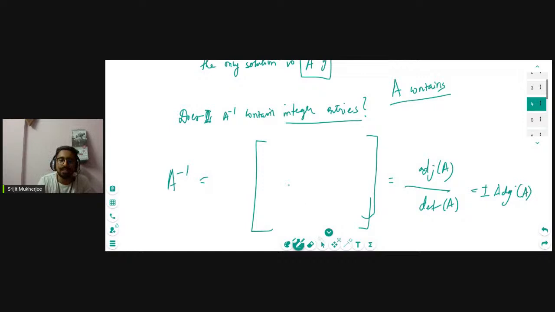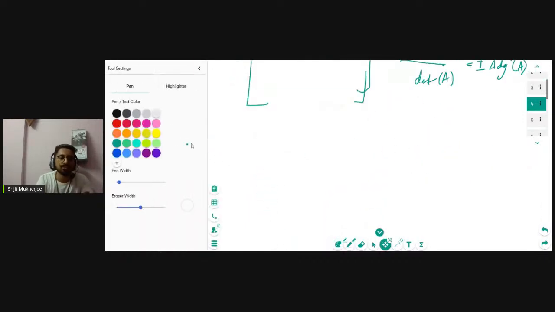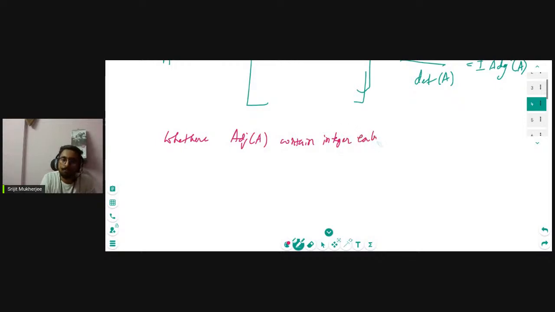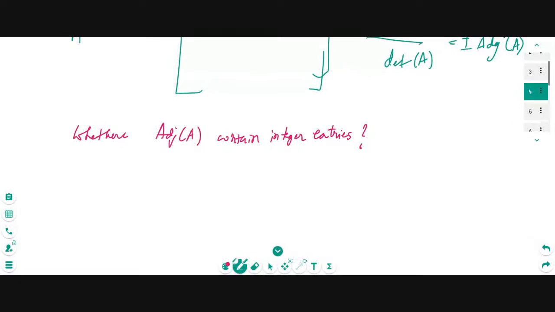So therefore it boils down to this: I ask the question whether adjoint of A contains integer entries or not. That's the first question now. So can you guys tell me what is the definition of adjoint of A?